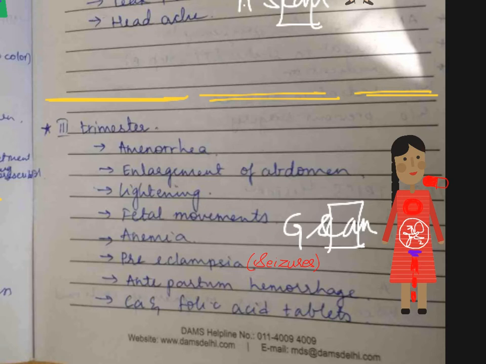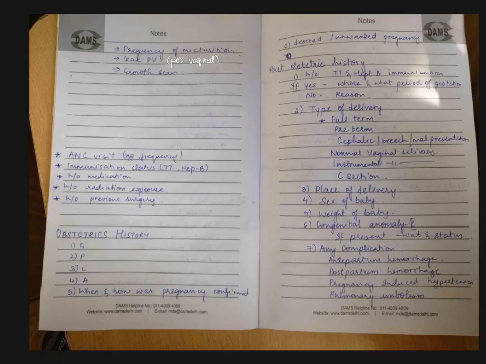And then antepartum hemorrhage, if she is undergoing any kind of hemorrhage, and if she is consuming the calcium and folic acid tablets, need to be questioned. Other things are the frequency of micturition and leak PV, and the growth scan needs to be questioned in the third trimester.